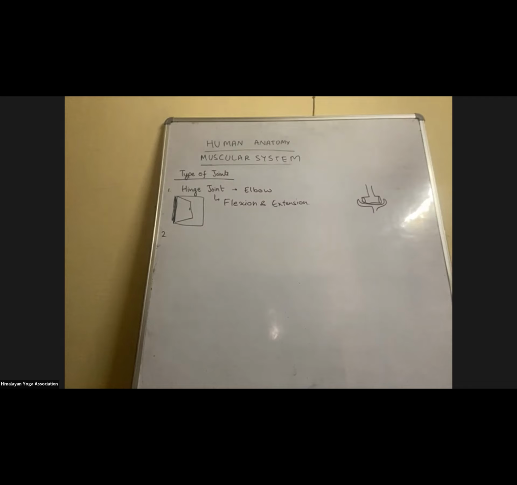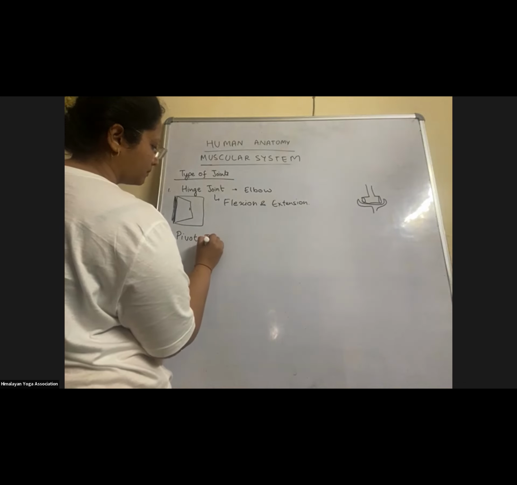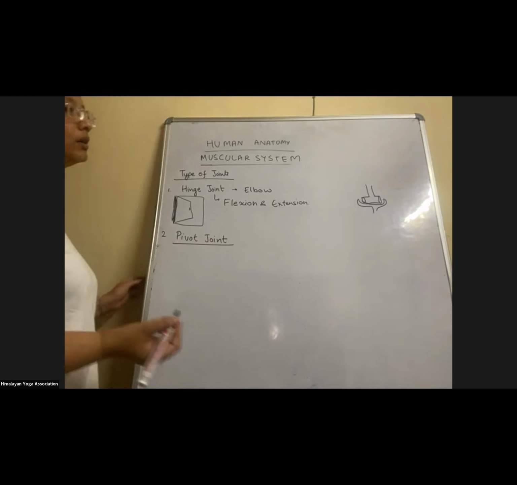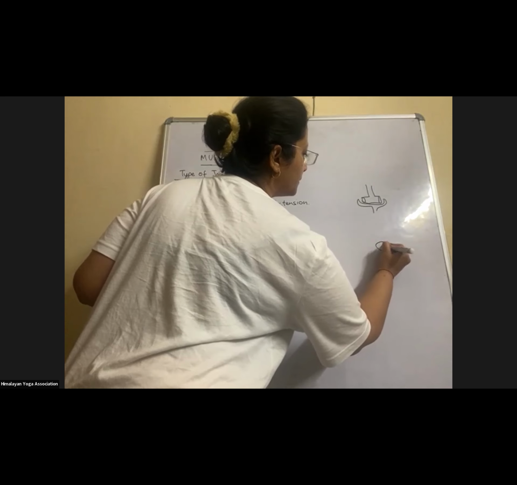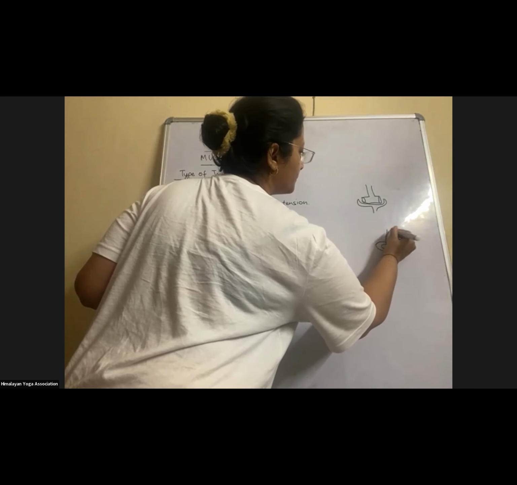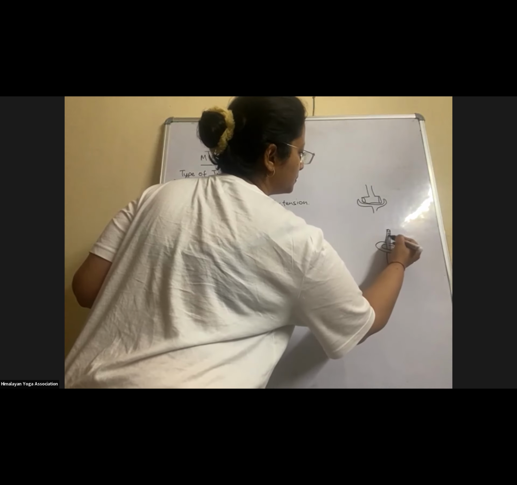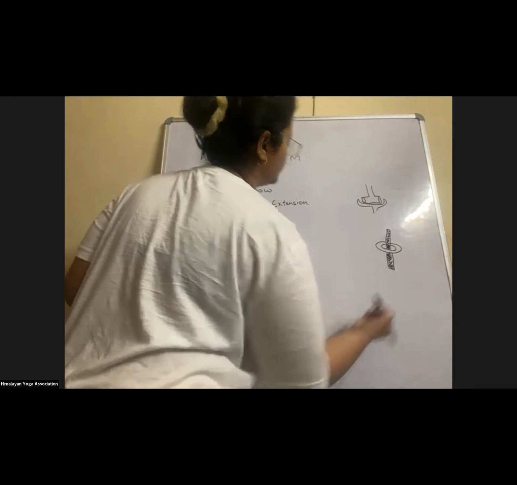Second, we have pivot joint. In pivot joint, it is like a disc is there. In pivot joint, we see pronation and supination. Example is ulna and radius.